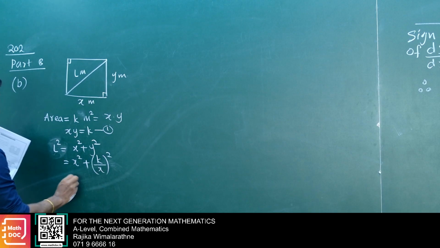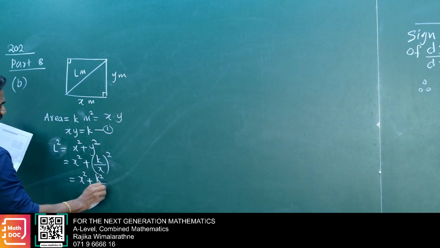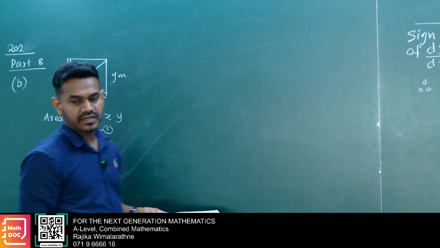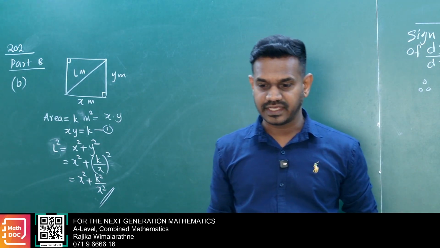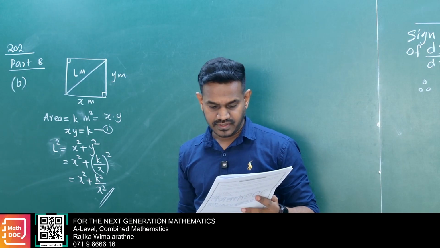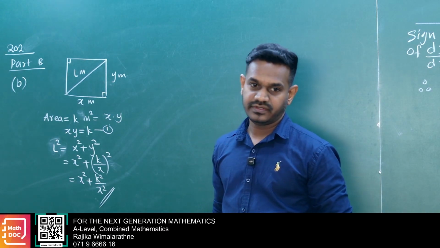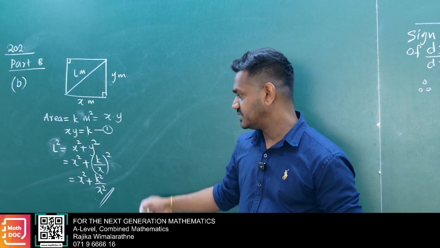Now you can take L squared equals x squared plus K squared divided by x squared. That's the function. L squared equals x squared plus K squared divided by x squared. Show that L is minimum now. Now you have to differentiate that. No need to take the square root. By taking the similar relation, you can differentiate.